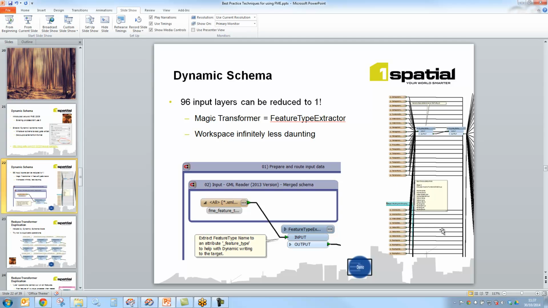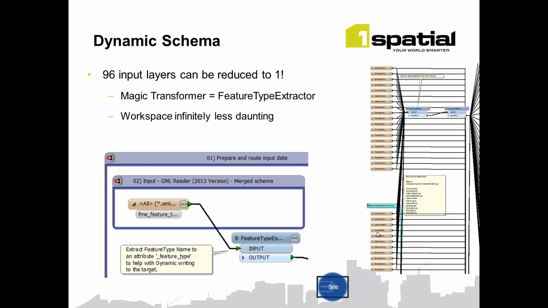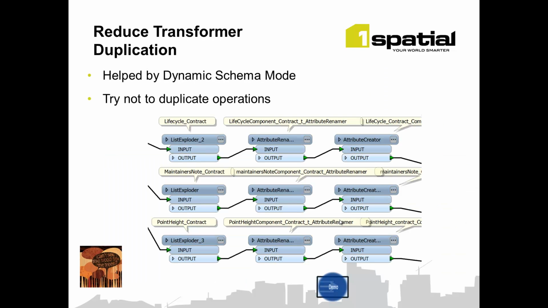It also means that obviously your workspace can look a lot tidier and be a lot simpler to try and manage and maintain. It gives you the knock-on benefit of being able to reduce the number of transformers you use, because often if you have multiple feature types, you think that you need multiple transformers to manage those.